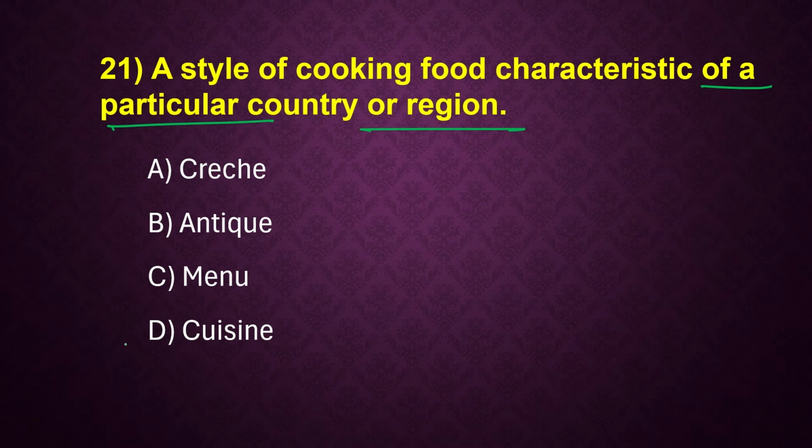Next, a style of cooking food characteristic of a particular country or region. The correct answer is option D, that is cuisine. Cuisine refers to the traditional style of cooking and food preparation associated with a particular country, region, or culture.